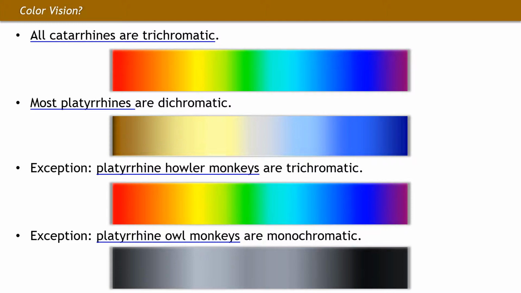However, there are two exceptions in the platyrrhine group. One of these is the platyrrhine howler monkey. It is trichromatic. It can perceive red. And the other exception is that remarkable nocturnal platyrrhine owl monkey. It is completely monochromatic. It has no perception of color whatsoever.